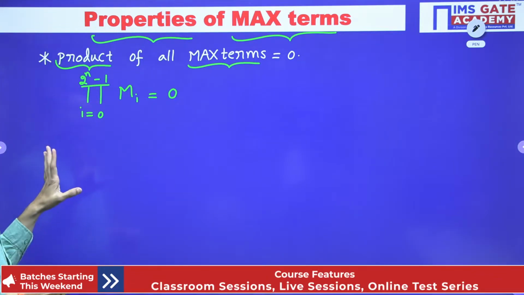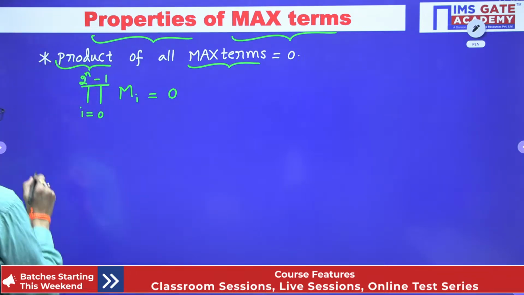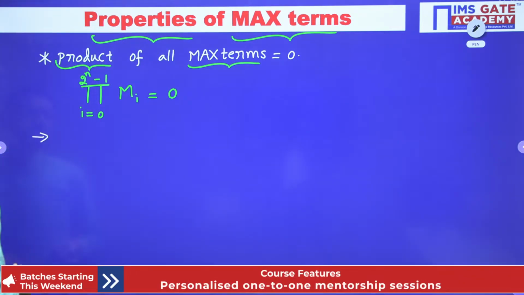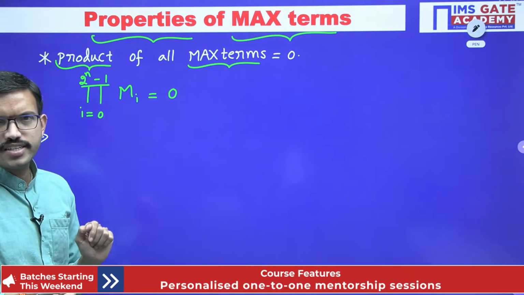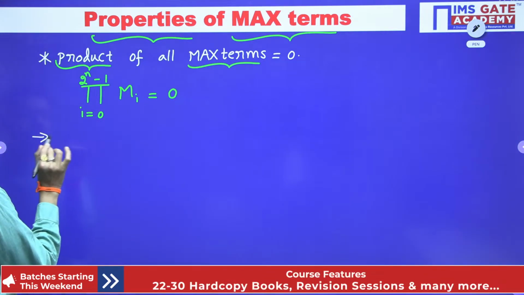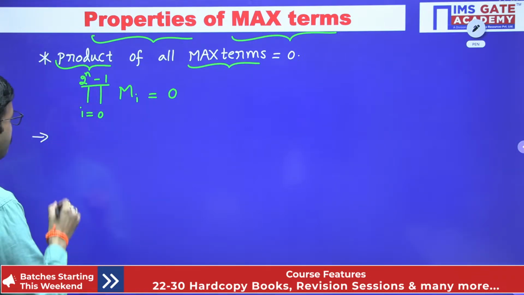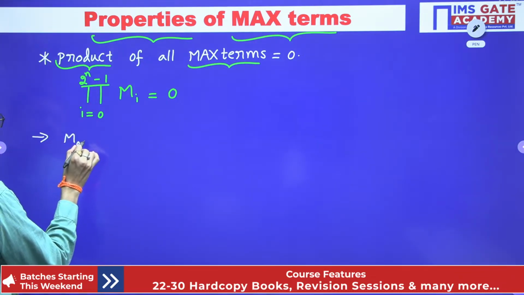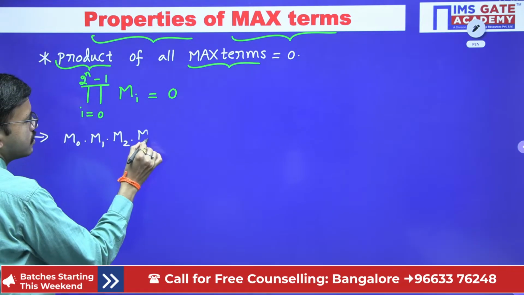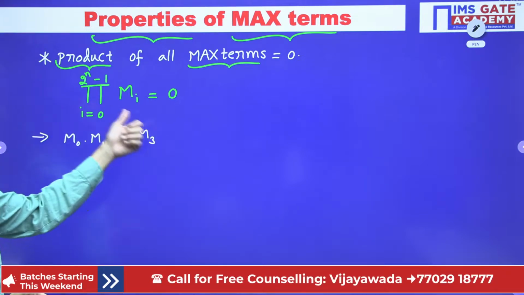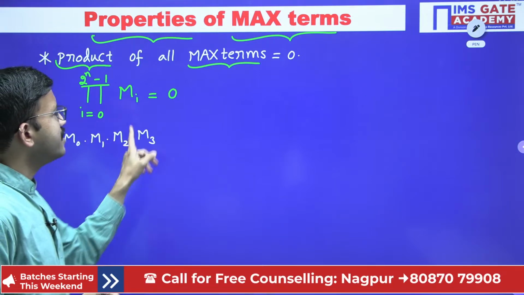Okay. Say for example, for 2 variables we got 4 max terms, right? For the time being, let us verify whether this statement is correct or not. So that means M0, M1, M2, M3. We have to multiply these 4 max terms and verify whether the resultant value we are getting is 0 or not.